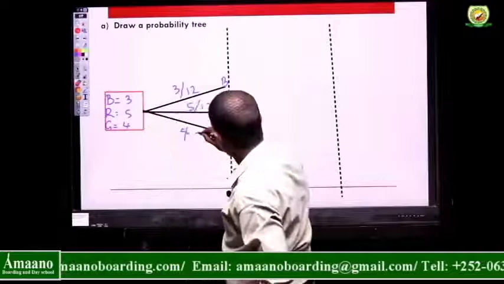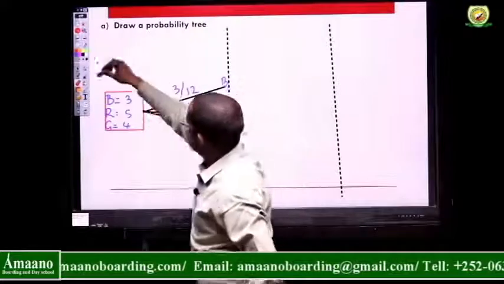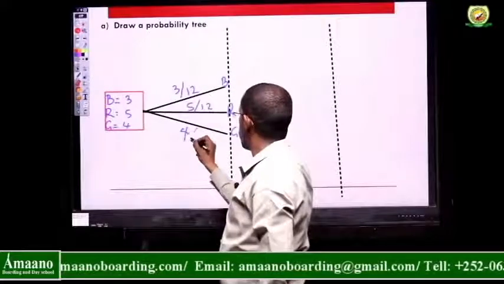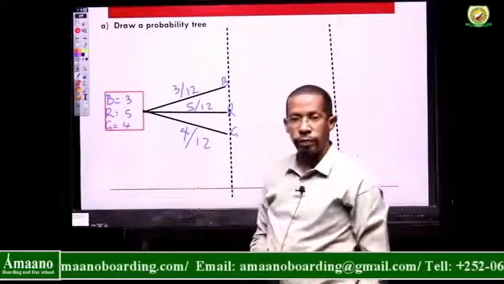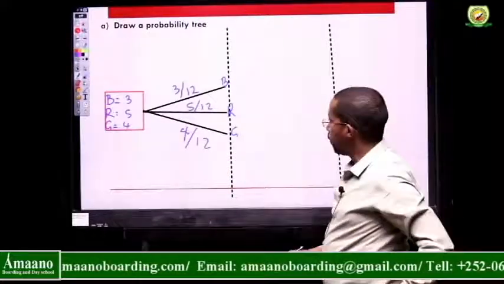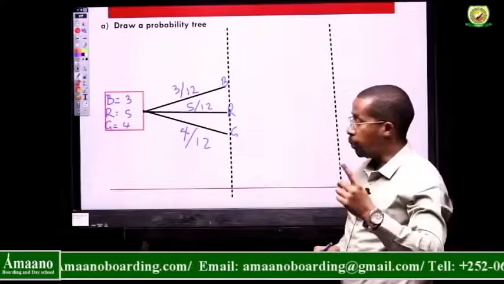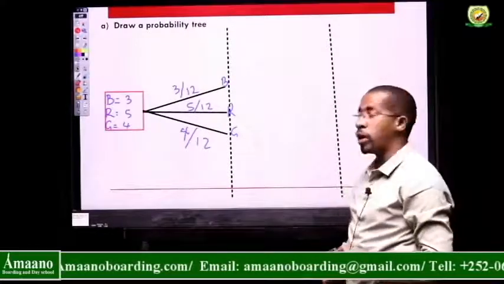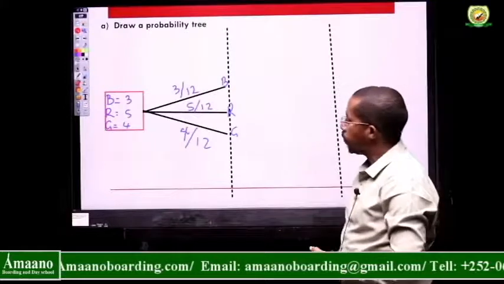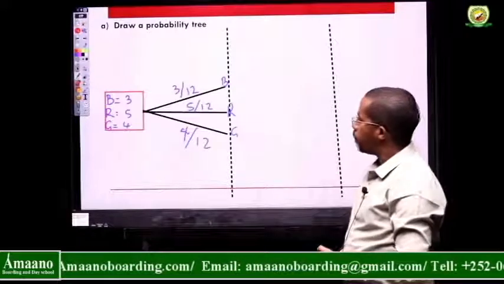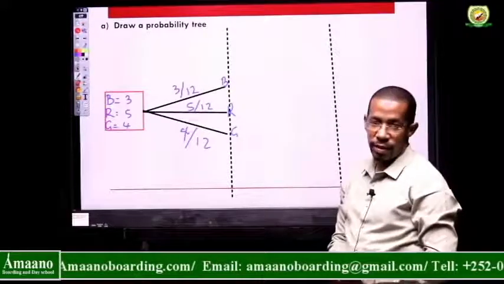Let me clear this. So this will be 4 divided by 12. Just make sure that when you add all these probabilities for each event, you end up with 1. We can't have probabilities more than 1. This is what happens during the first draw.